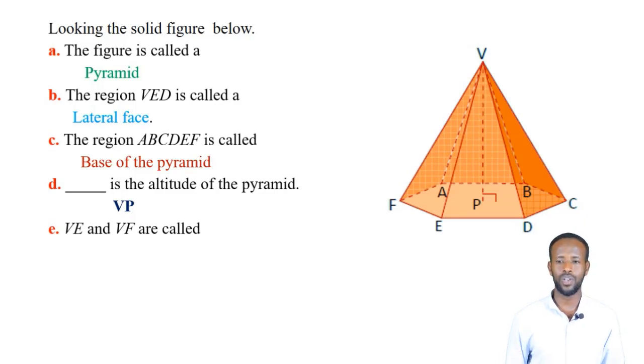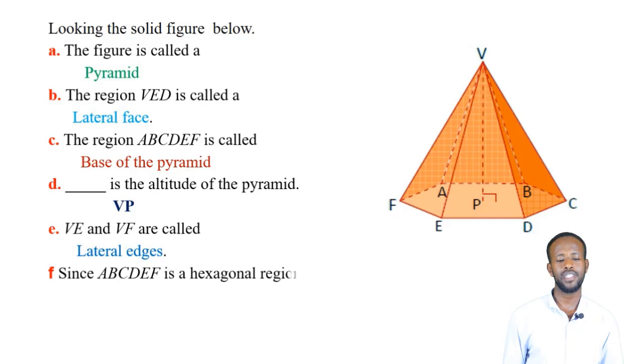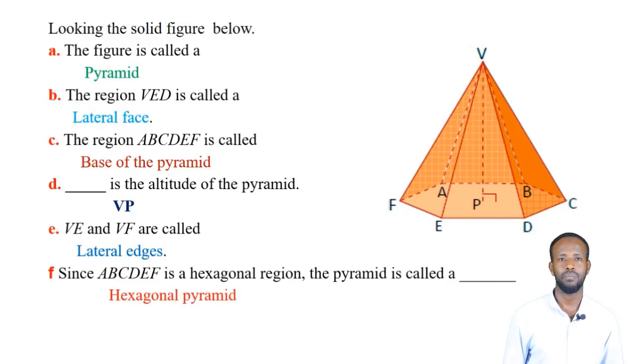Very good. It is called lateral edge. Lateral edges. Okay. Since ABCDEF is a hexagonal region, then the pyramid is called, what do we call this pyramid? If you are asked to give a name, what will we give? Okay. Hexagonal pyramid, because of its base. Hexa is six, so this is a six-sided base. Therefore, this is a hexagonal pyramid.